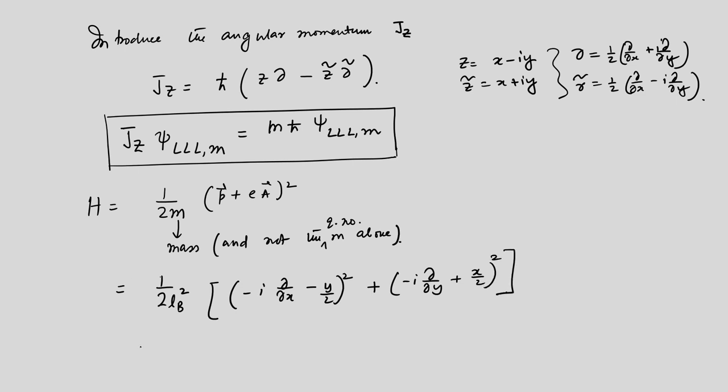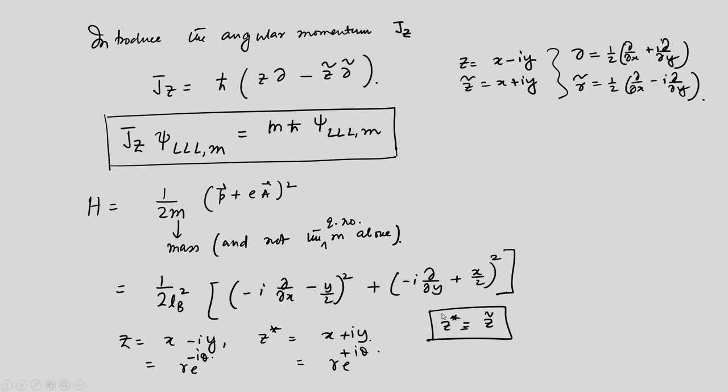This is the Hamiltonian, and if you use variables such as x minus i y, which is what we have done, and z tilde, or we can use z star, which is equal to x plus i y, and write this as r e to the power i theta or minus i theta. So z star and z tilde are identical. You can write it with whatever notation you want.